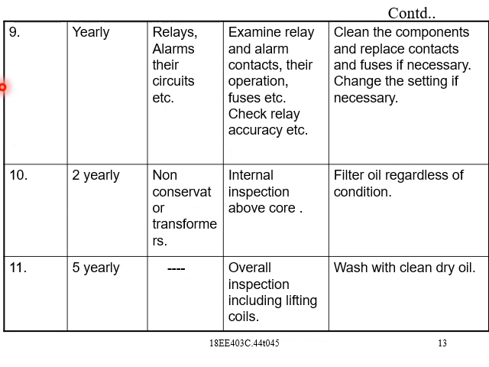In continuation, the ninth maintenance is also done yearly. The item to be inspected is relays, alarms, their circuits, etc. What should we examine is relay and alarm contacts, their operation, fuses, etc. Check relay accuracy also.